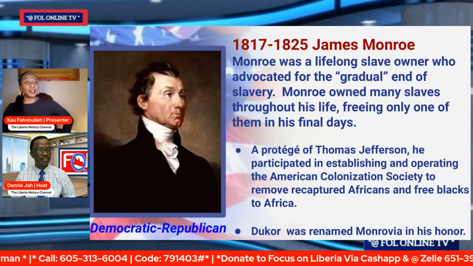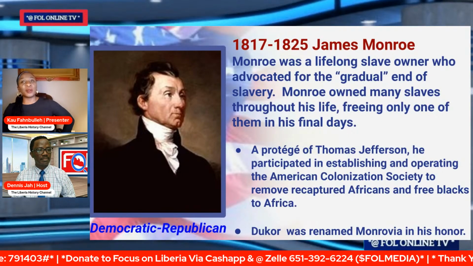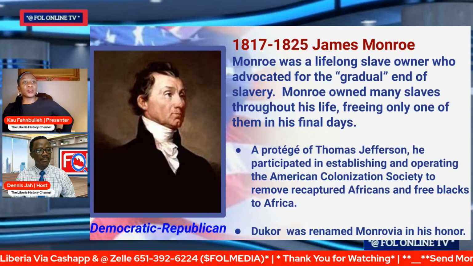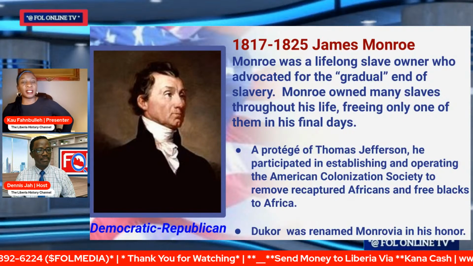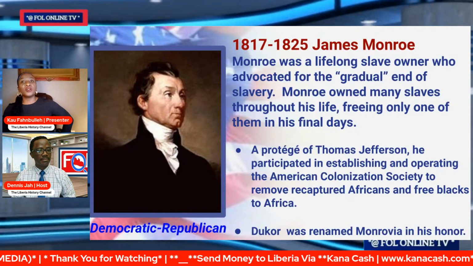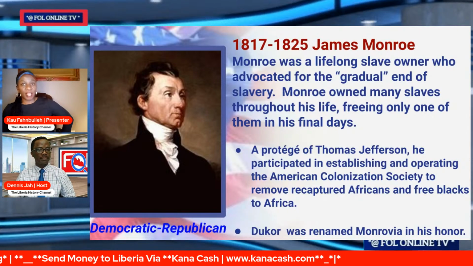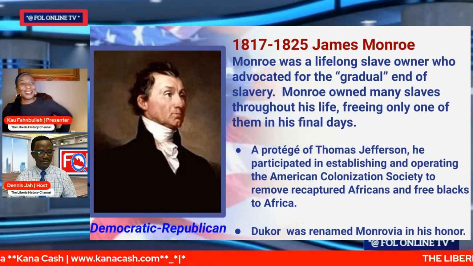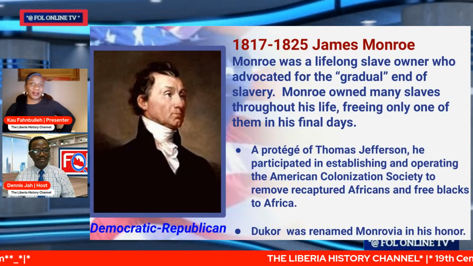The third president of the United States, Thomas Jefferson, was what was called a Democratic Republican. And then you had the fourth president, who was also a Democratic Republican, and James Monroe was also a Democratic Republican. Again, Ducor is now called Monrovia in his honor, except when you're speaking dialect, it's still Ducor. And when you get on my side there, we say Trubo.